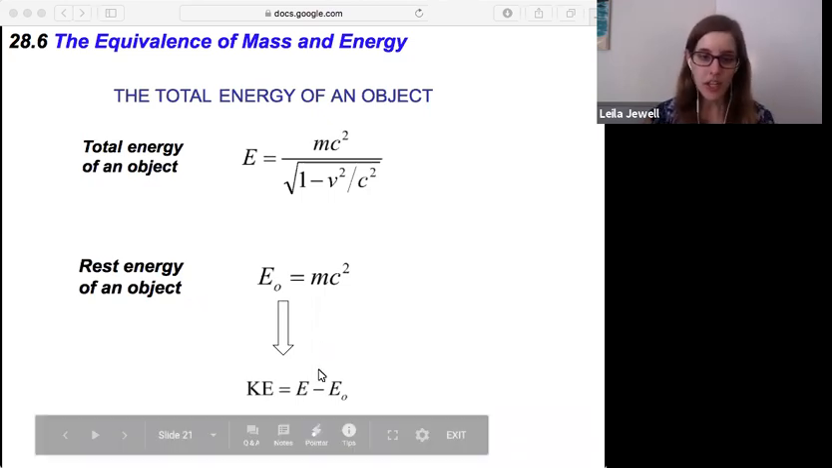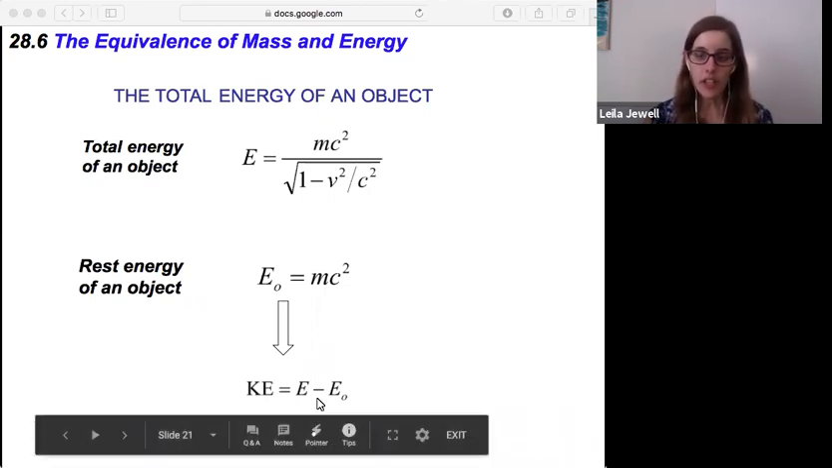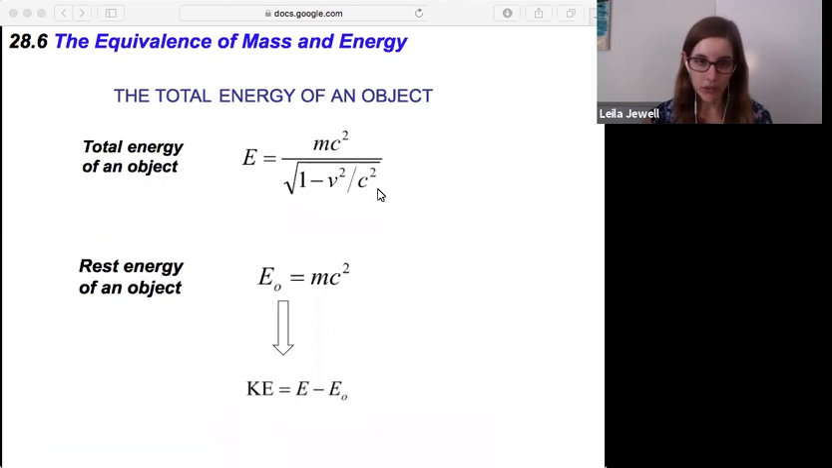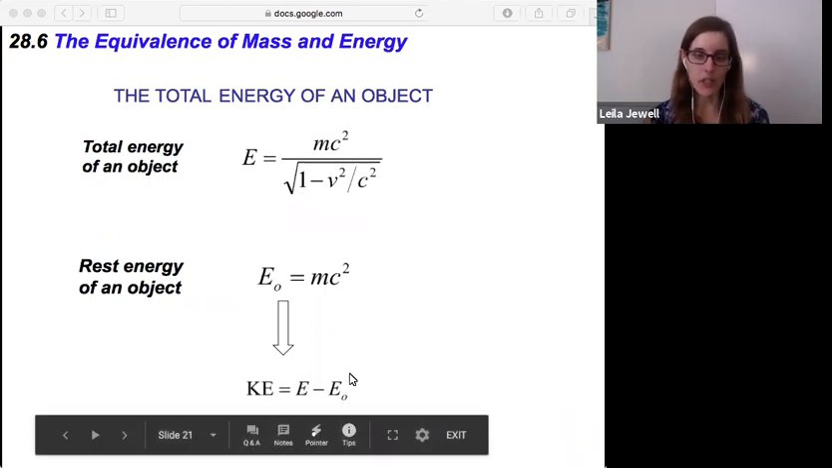It also means we can get the kinetic energy, any additional energy of moving, of not being at rest, by taking the total energy and subtracting out our rest energy. So writing it as mc squared divided by the square root of 1 minus v squared over c squared minus mc squared. That will tell us how fast something is moving.